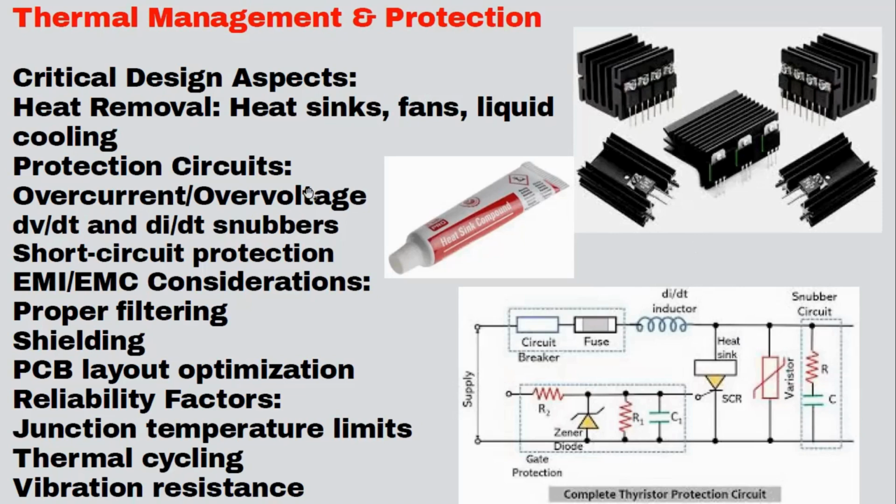Let's go to the next topic, the protection circuit. Protection circuits handle over current and over voltage. When we talk about power electronics, over current and over voltage protection is very important. There are dV by dt and di by dt snubbers, as we call them, and short circuit protection. Then EMI and EMC considerations: proper filtering, shielding, and PCB layout optimization. These come under EMI and EMC consideration, which you can study.